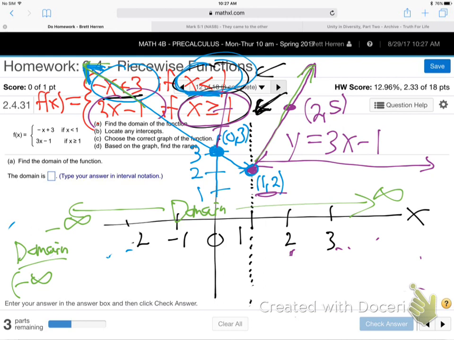Domain is, remember, left edge, right edge. So that's easy. From the picture, domain's cake, right? Forever left, forever right.